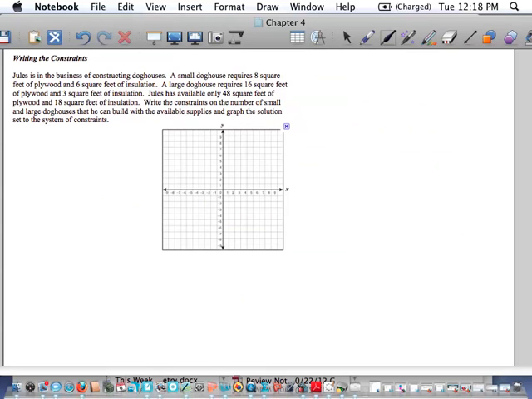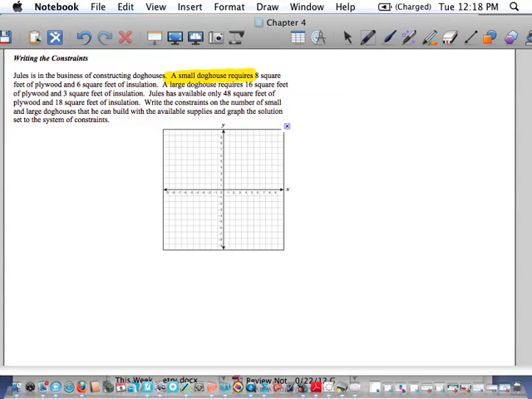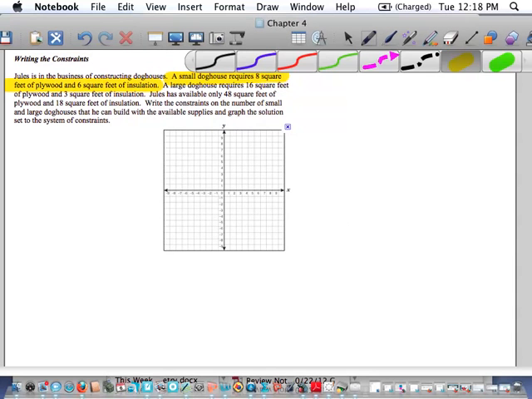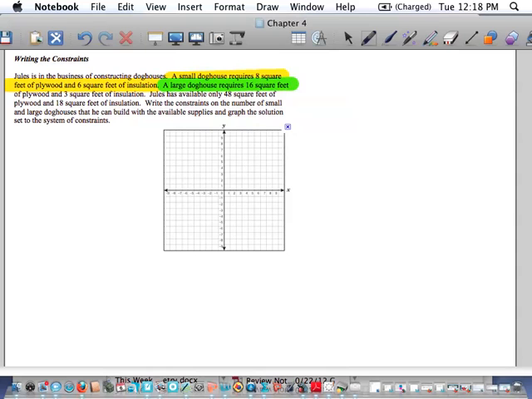In this problem, it says, Jules is in the business of constructing dog houses. A small dog house requires 8 square feet of plywood and 6 square feet of insulation. So that's one piece of information that we have. A large dog house requires 16 feet of plywood and 3 feet of insulation. Now here are some limits. Jules has available only 48 square feet of plywood and 18 square feet of insulation. It says write the constraints on the number of small and large dog houses that he can build with the available supplies and graph the solution set in the system of constraints.